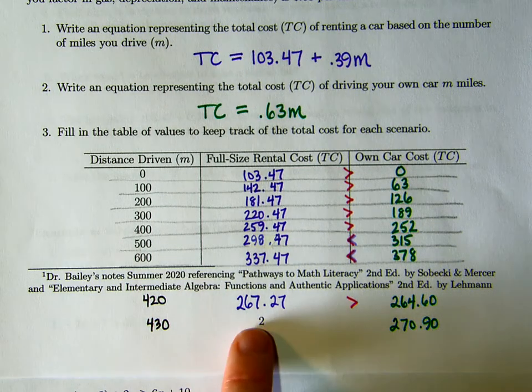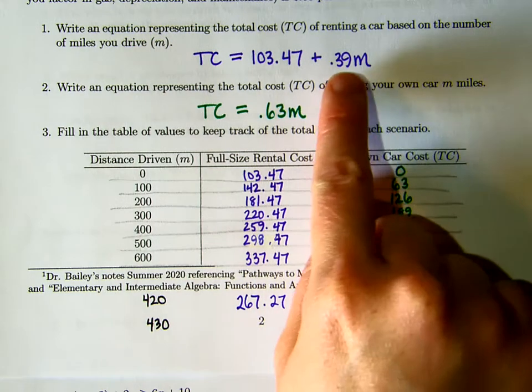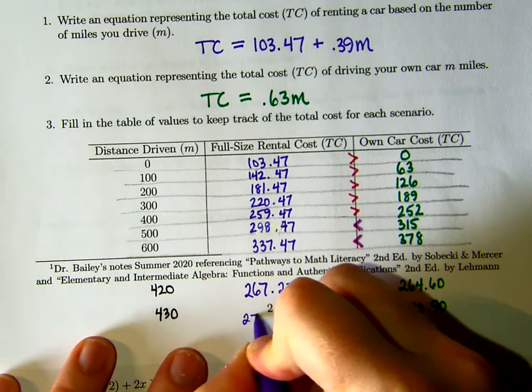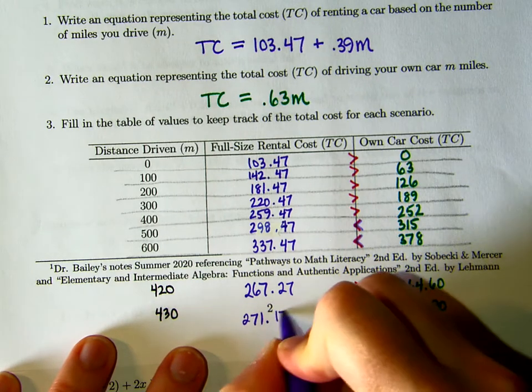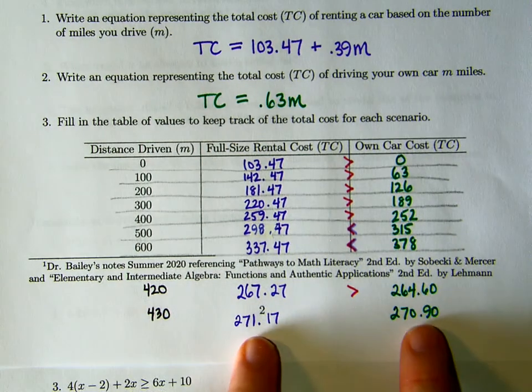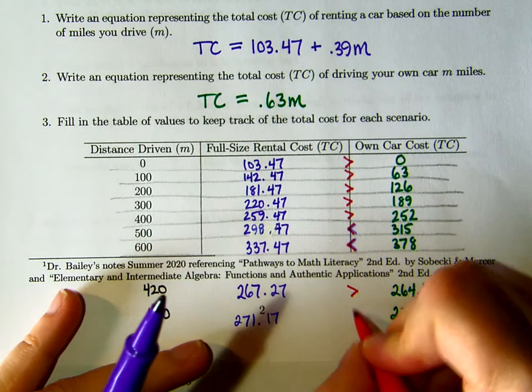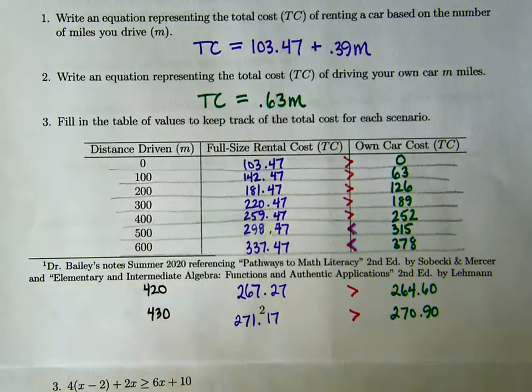And the rental, so 430, 39 cents. So 39 cents charged 430 times plus the flat fee. I got $271.17. Let's see. Oh, look at how close those are. I mean, this is really, really close. This is not even $1 apart. It's like 27 cents or something, right?